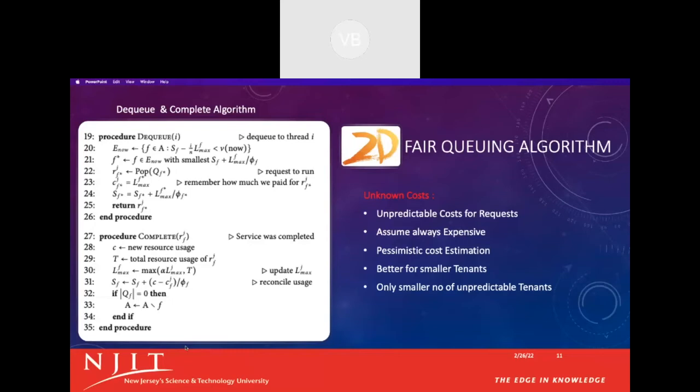So here the picture depicts the implementation of the dequeue and the complete algorithm for 2DFQ. These four algorithms put together form the 2DFQ algorithm. With this, I believe we have got a fair idea of the two-dimensional fair queuing algorithm, its advantages, and also the implementation details of 2DFQ. Now I'll hand over to Harikrishna to discuss the rest of the topics.